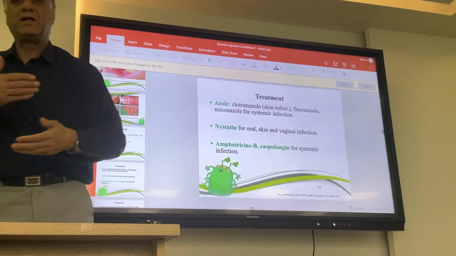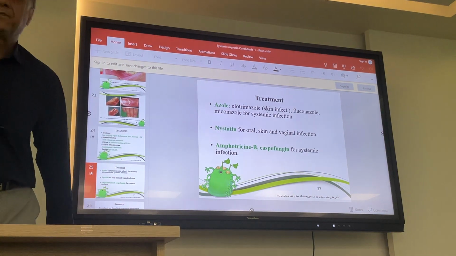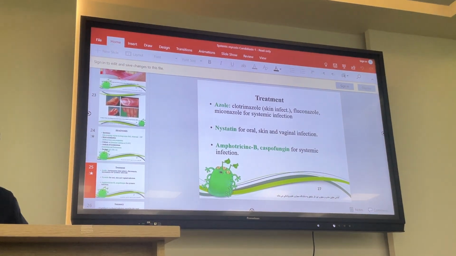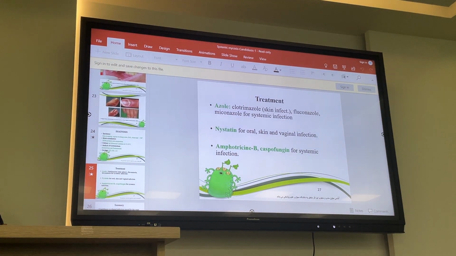Based on the patient's response to healing, you must control and check the protocol of treatment. Generally, treatment of systemic mycosis needs managing and control of treatment. It is not simple. You must check the patient.